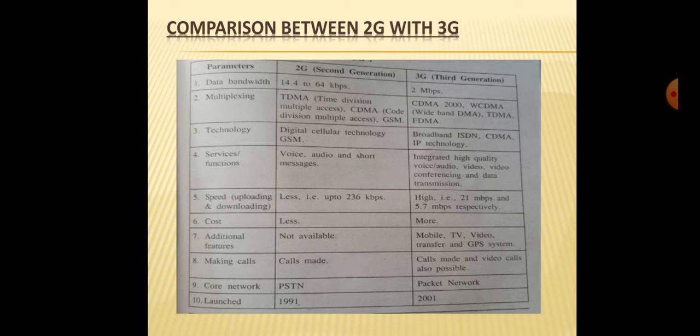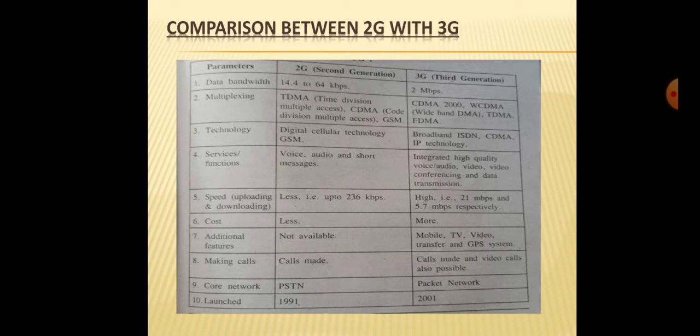In 3G, integrated high quality voice, audio, video conference and data transmission was there. So what was the speed? 236 kbps in 2G. But in 3G, the speed was 21 mbps and 5.7 mbps respectively. The cost of 2G was less. The cost of 3G is more.